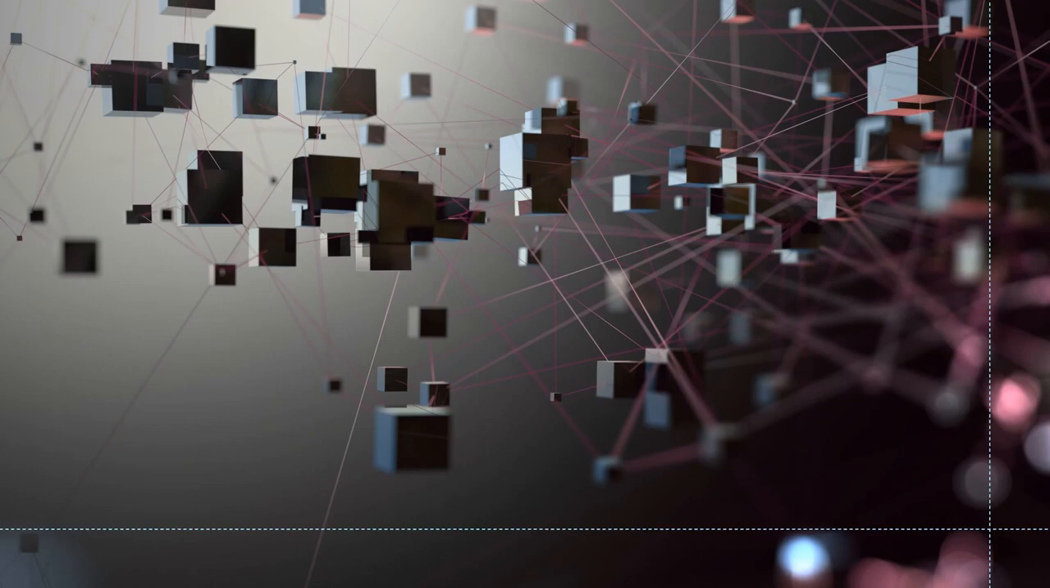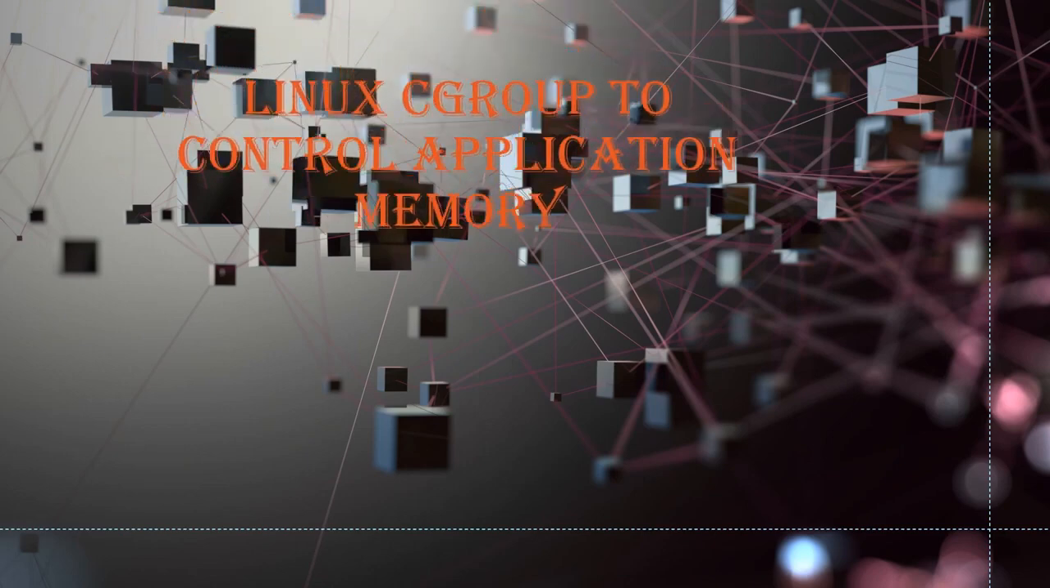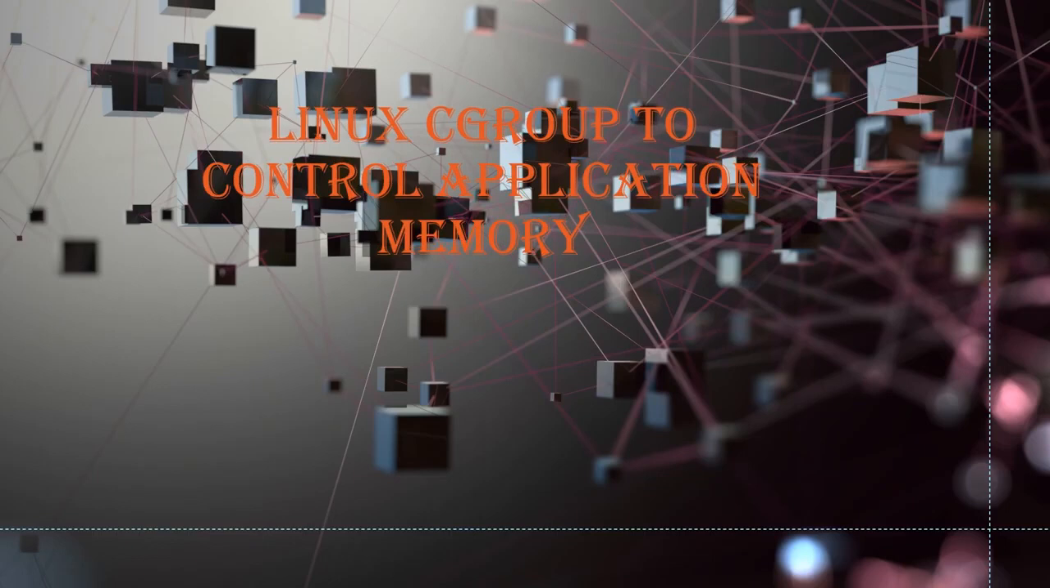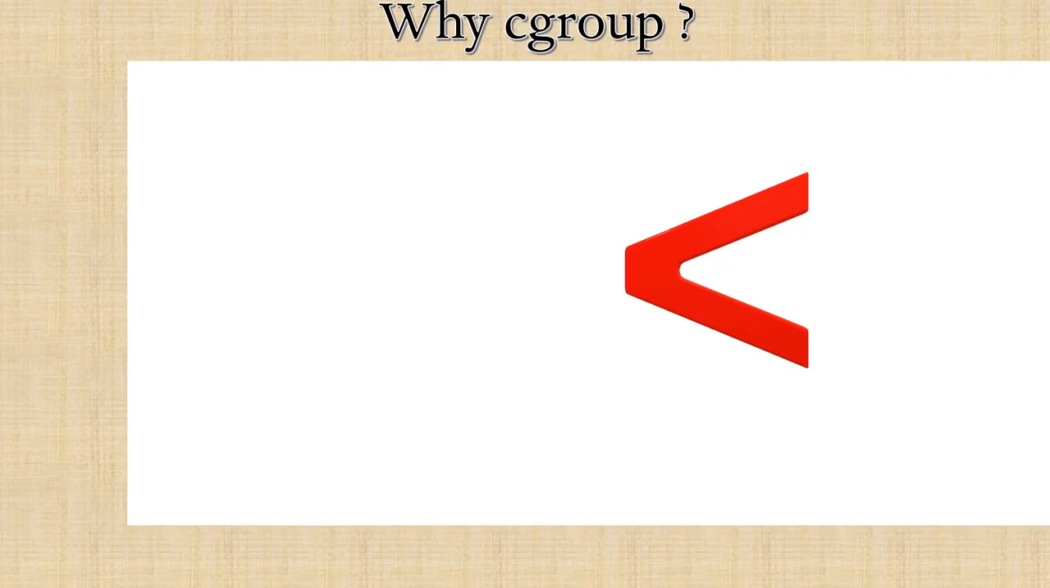In this video, we'll see how to use Linux cgroups to control any application, mainly memory. We are going to use sysfs. The main use of it is to decide which component uses less and which component uses more. Now we are going to see why cgroup.